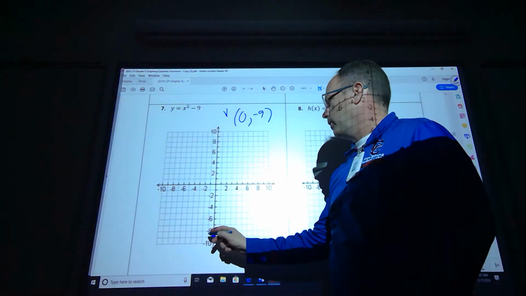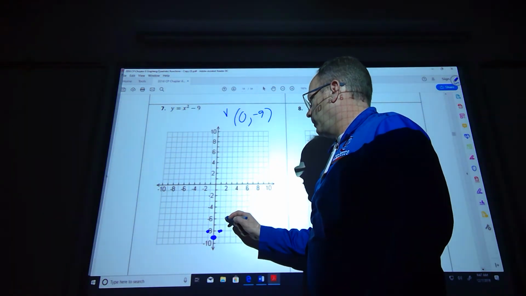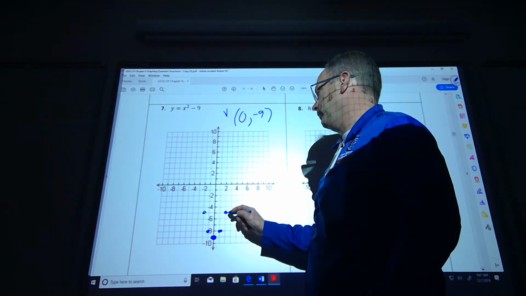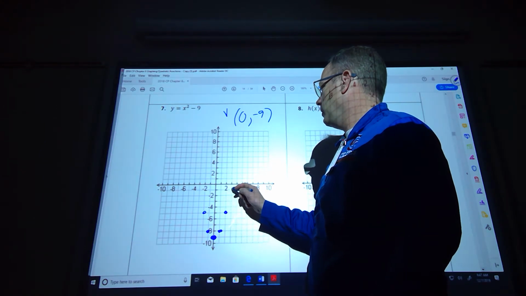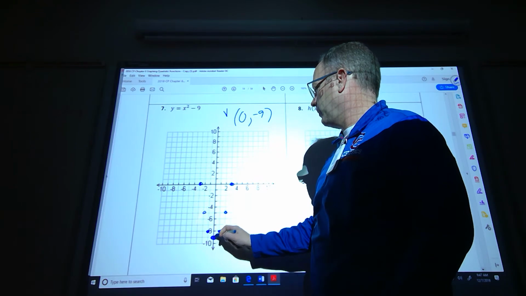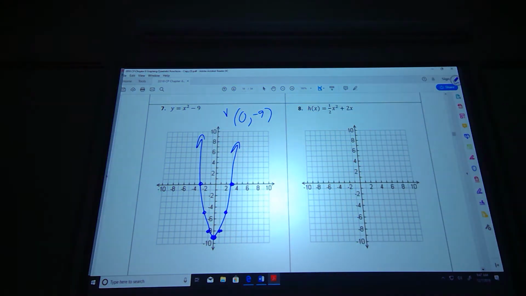And we pattern graph. We're going to go right 1, up 1 because of the 1, 3, 5 rule. And right 1, up 3, 1, 2, 3. Left 1, up 3. And we even have room to go up 5. 1, 2, 3, 4, 5. Oh, look at that. We found an x-intercept. That's pretty cool. We got an x-intercept that worked out. And there's our parabola there.